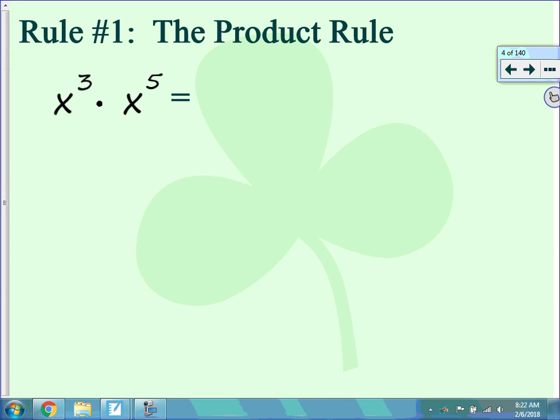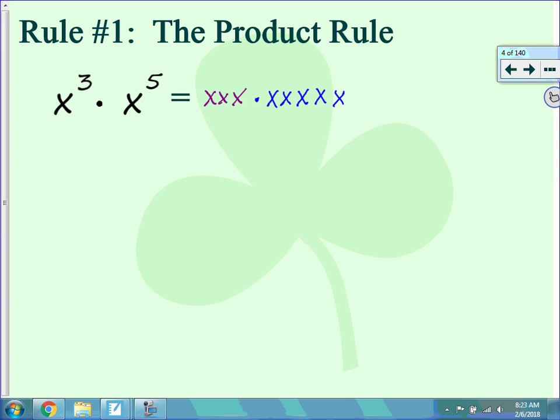So the first rule we're going to talk about is called the product rule. And it's called the product rule because it's discussing what happens when you multiply 2 numbers that are exponentials. So they have exponents and they have the same base. And so this particular rule, if you look at it, x cubed is x times x times x. That is x cubed. X to the 5th is x, x, x, x, x. There is x to the 5th power.